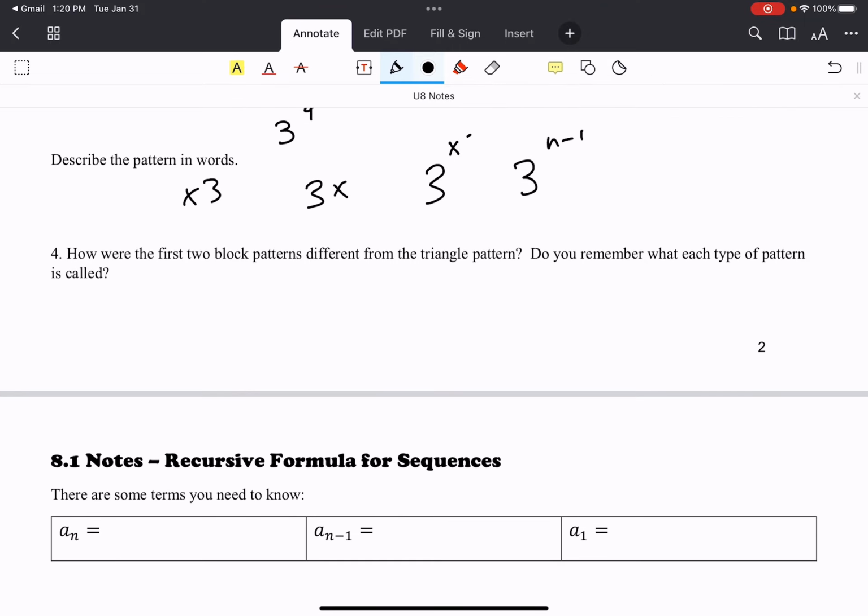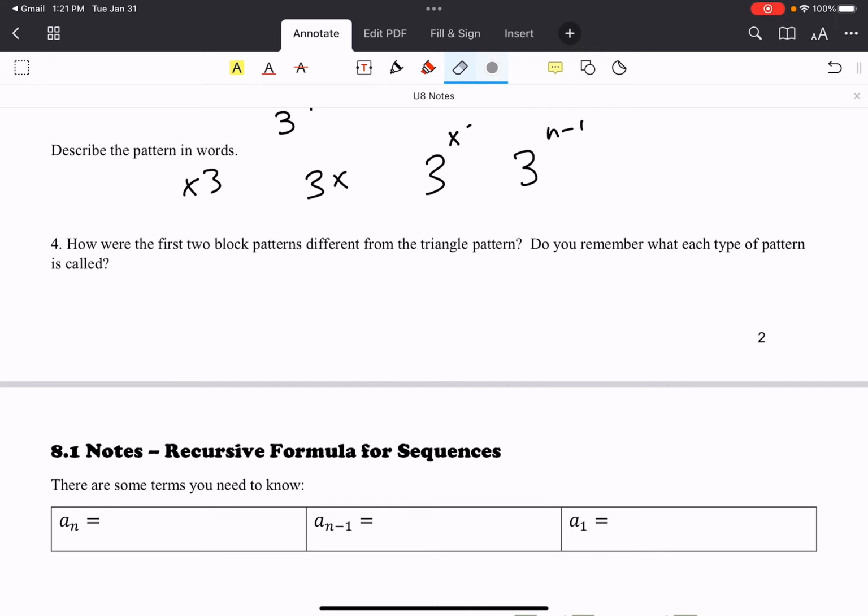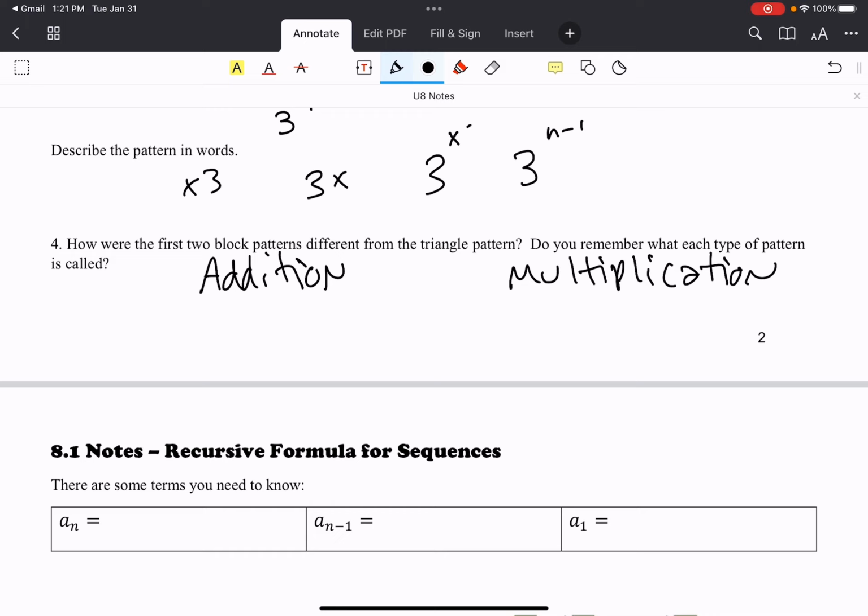Okay. How are the first 2 different from the third one? Yeah, Sasha. In the first block patterns, it adds on the numbers 3 and 6, and in the triangles, it multiplies to the power of. Perfect. The first 2 increase linearly, and the third one increases exponentially. That's a lot of vocab I like. The first two increase linearly, addition, and the third increases exponentially, which is the multiplication Sasha was talking about. The first two just have a constant rate of change, that's why it's linear.